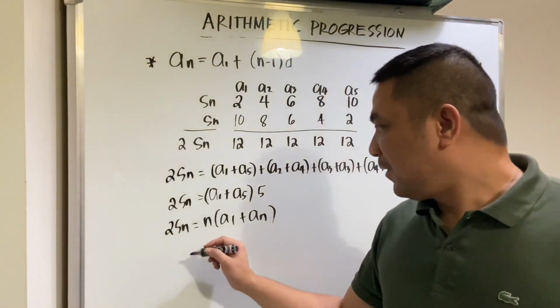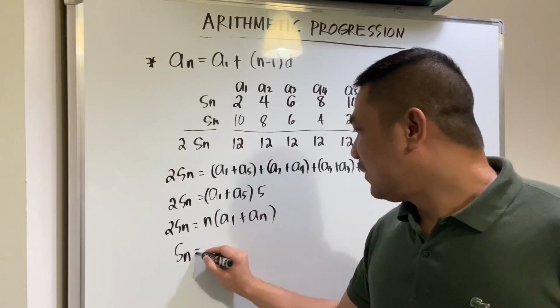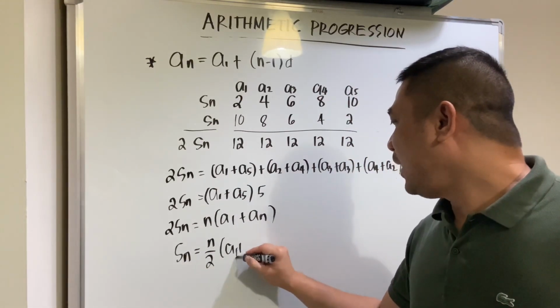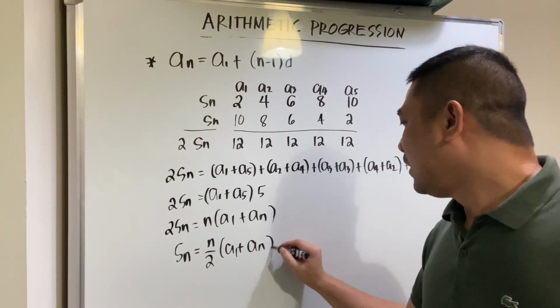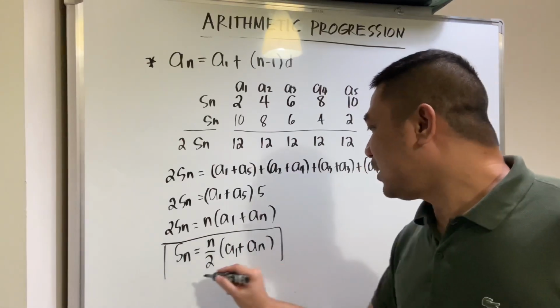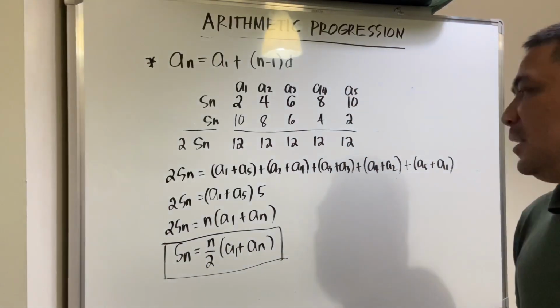So simplifying further, we have Sn is equal to n over 2 times (A1 plus An). So this is now our formula for finding the sum of all the terms in an arithmetic series.